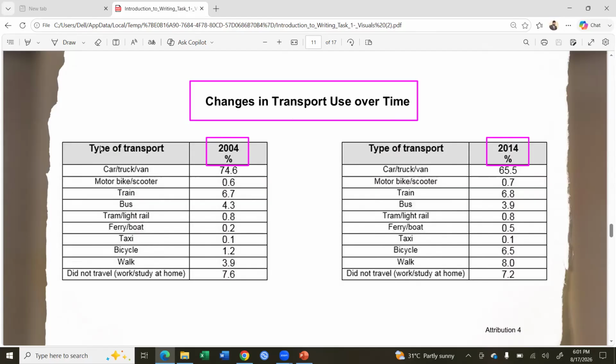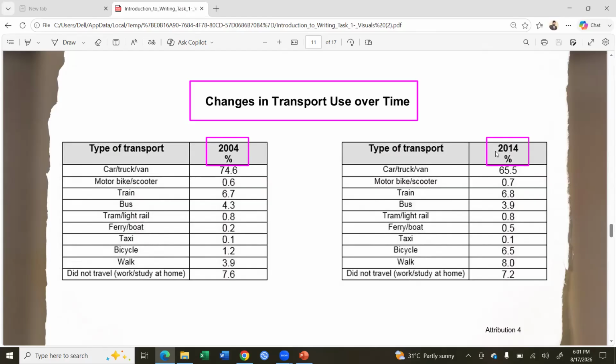Then we also have the type of transport: car, truck, motorbike, scooter, train, bus, tram, light rail, ferry boat, taxi, etc., etc., right? And then, in 2014, the same variables have been taken and the data has been compared and contrasted, right? So if we look at this one, car, truck, and van, in 2004, 74.6% of the people would use car, truck, or van, which has come down to 65.5% in 2014. Are you getting it? So this is how you're going to select and compare the data.